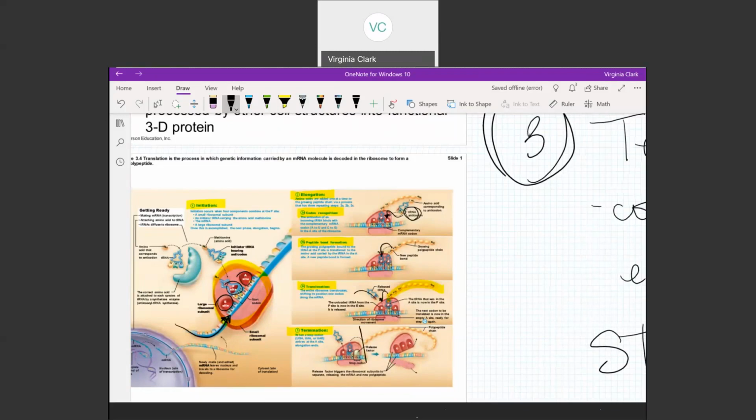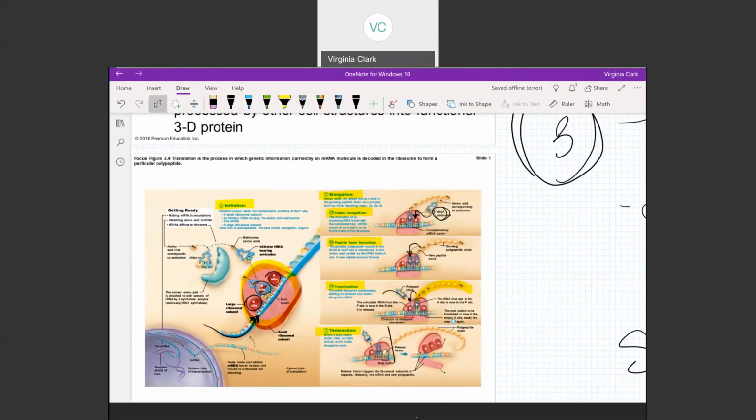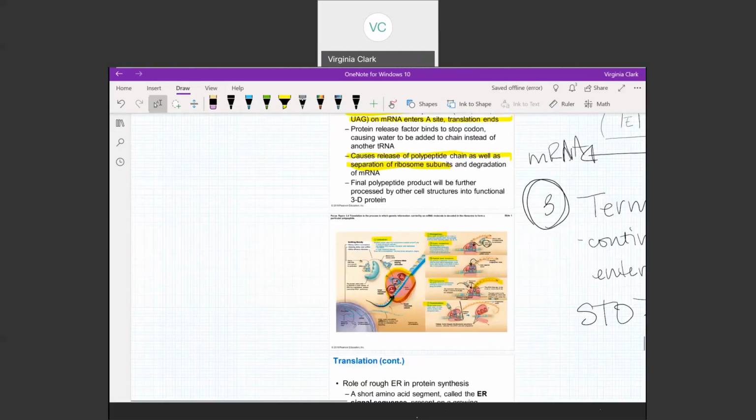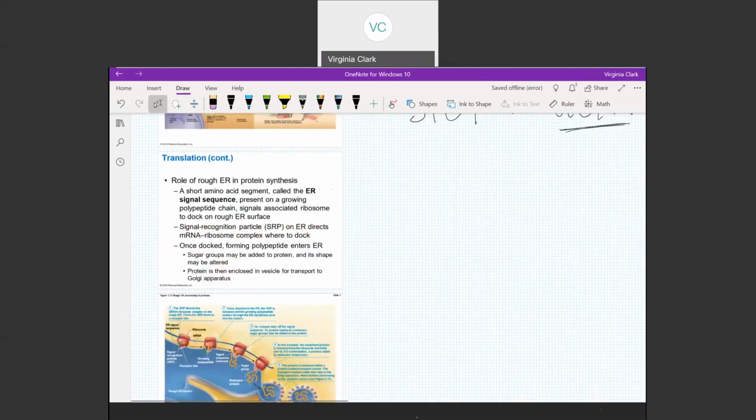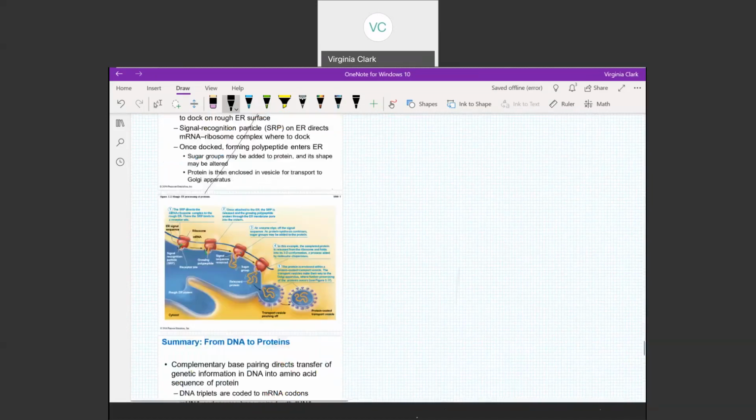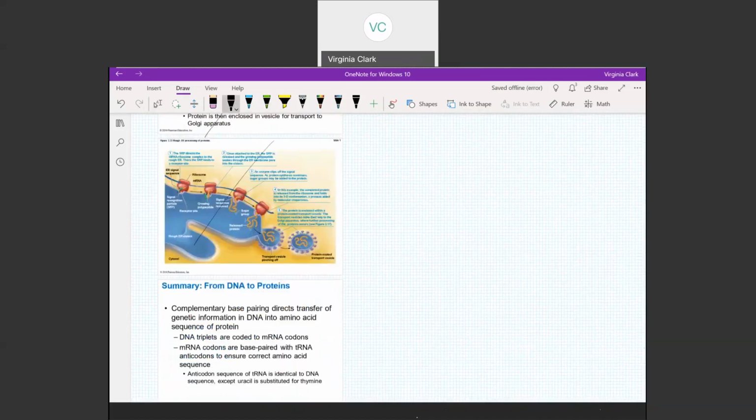So focus figure 3.4 is a big important figure to do for translation. So make sure you are reviewing that. We're not going to go through and do rough ER in protein synthesis, so you can go ahead and just move on past that. We're not going to go through that.